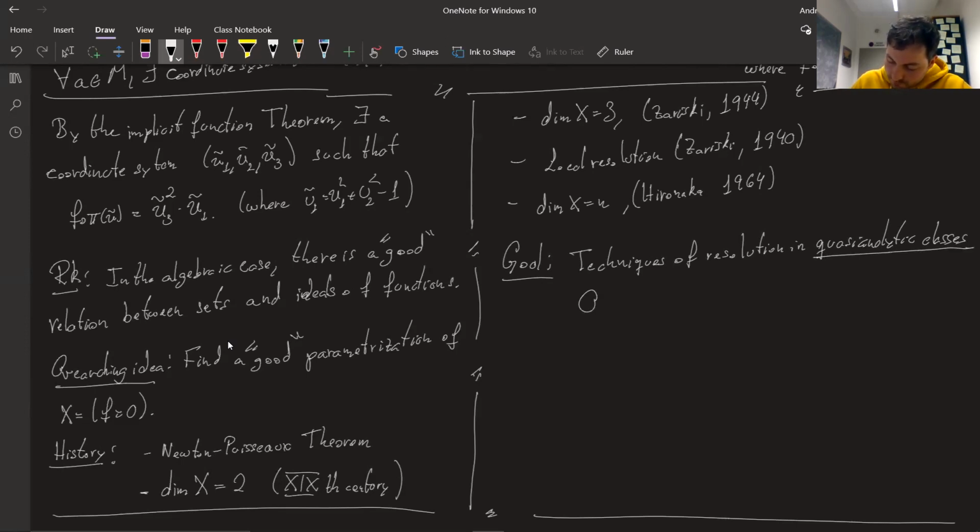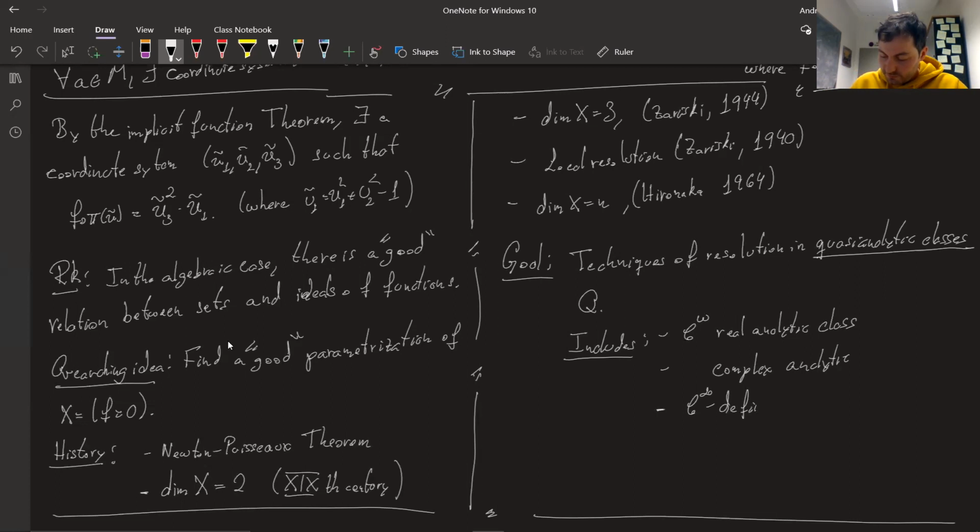Which I'm going to call Q. Okay, so this includes, and we're going to see in a moment a little bit better, for example, the real or complex analytic functions, real analytic class, complex analytic. This also includes algebraic functions, but more interesting and maybe more to the taste of the program, it includes, for example, classes of C-infinity definable functions.